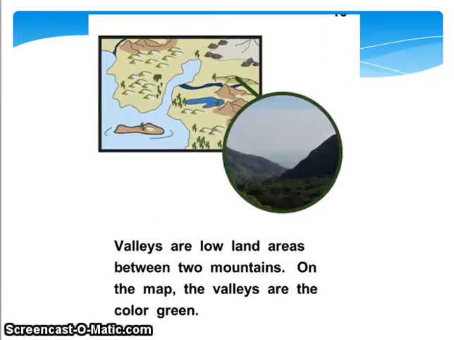Valleys are lowland areas between 2 mountains. On the map, they are the color green. So you can see a valley here in between the 2 large mountains. That is another landform.